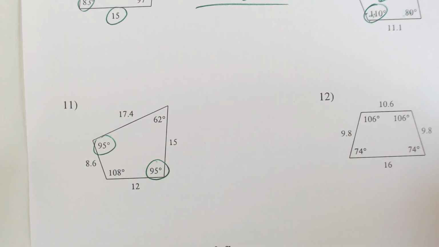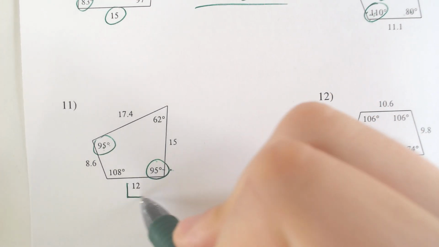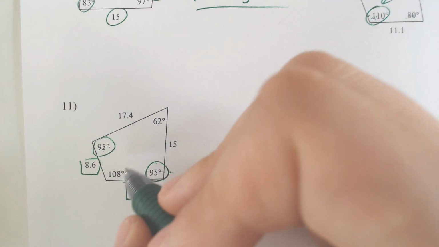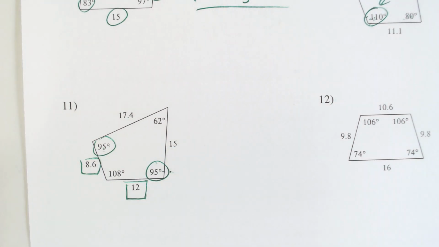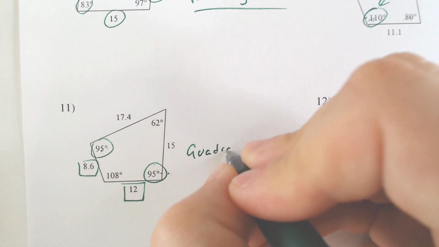Okay? But what's the difference between these two? These two, the angles are equal. Well, look at the sides. This side and this side aren't equal. And those are supposed to be equal for a kite, which means that this is just a regular quadrilateral.